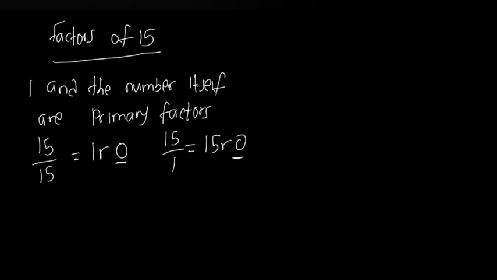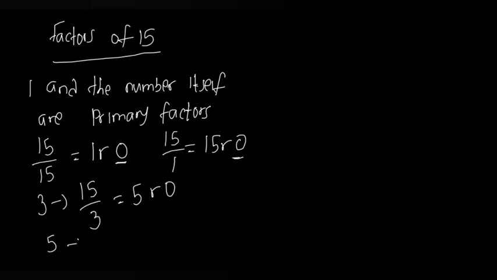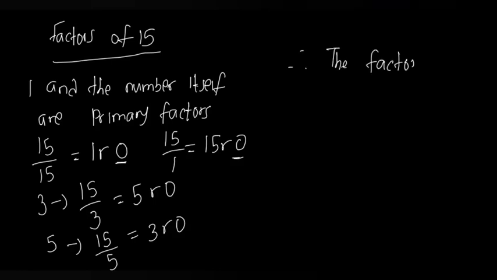So the other factors of 15, we can have 3. So 3 here, that will give us 15 divided by 3, so that gives us 5, remainder 0. The other factor is 5, and that's because 15 divided by 5 gives us 3, remainder 0. So therefore, we can say that the factors of 15 are, from the lowest, 1, 3, 5, and 15.